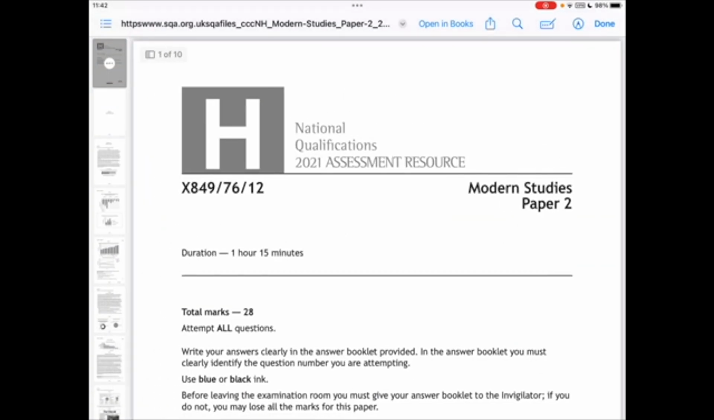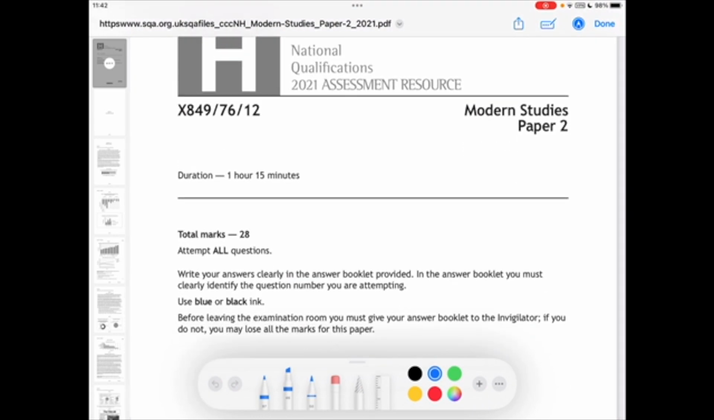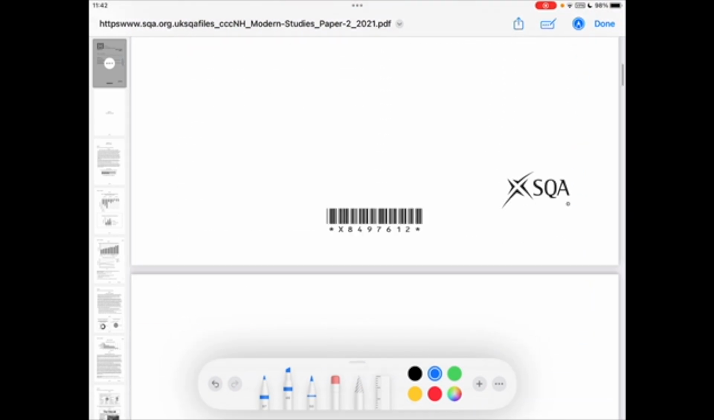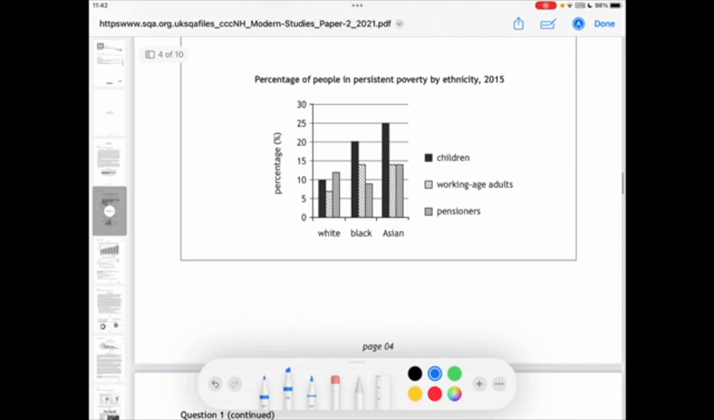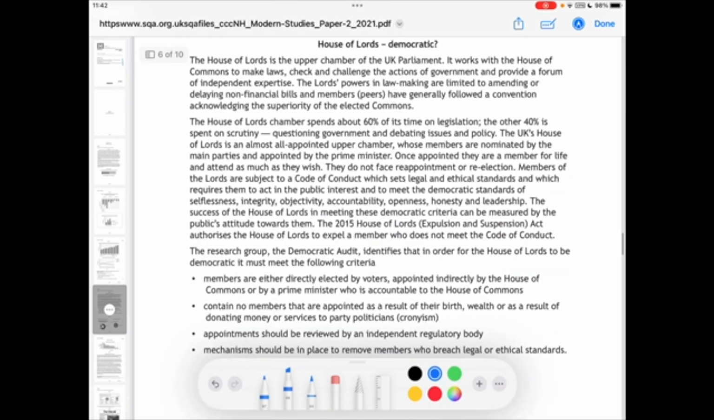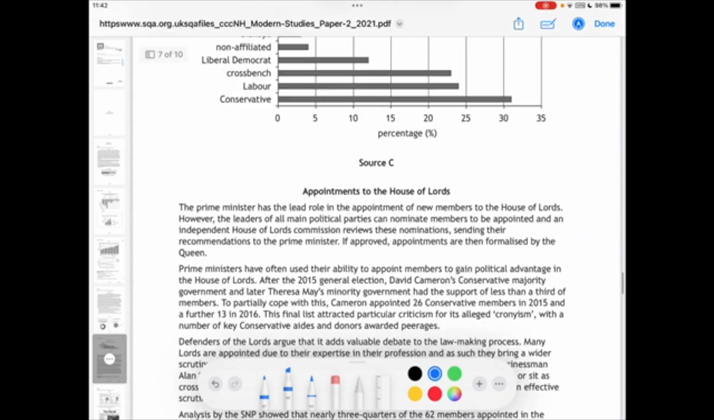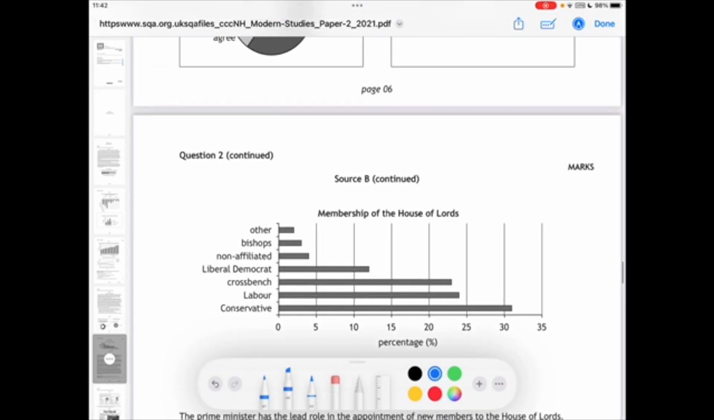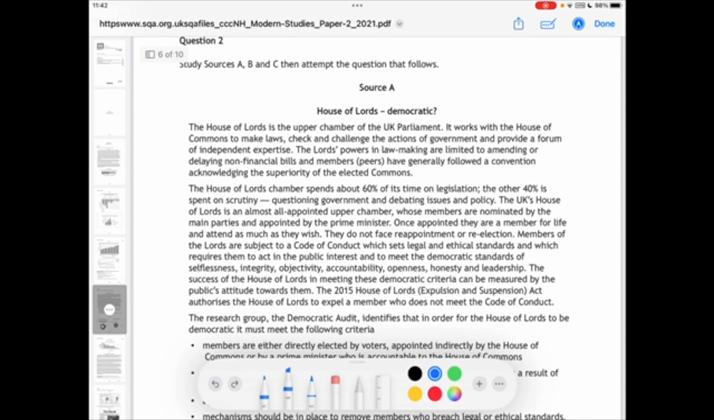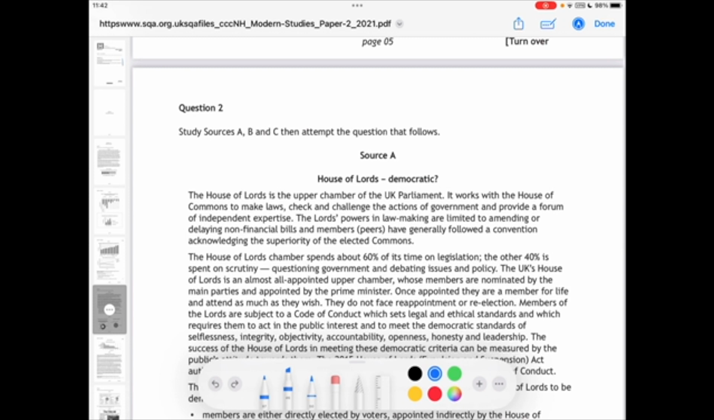Okay, so we will go to the 2021 past paper that we are using for this resource. Let's just scroll down until we get to question 2. Okay, so this is question 2. It is all about the House of Lords. So you can see here, at the start, question 2, let's just highlight it. Study sources A, B and C and attempt the question that follows.